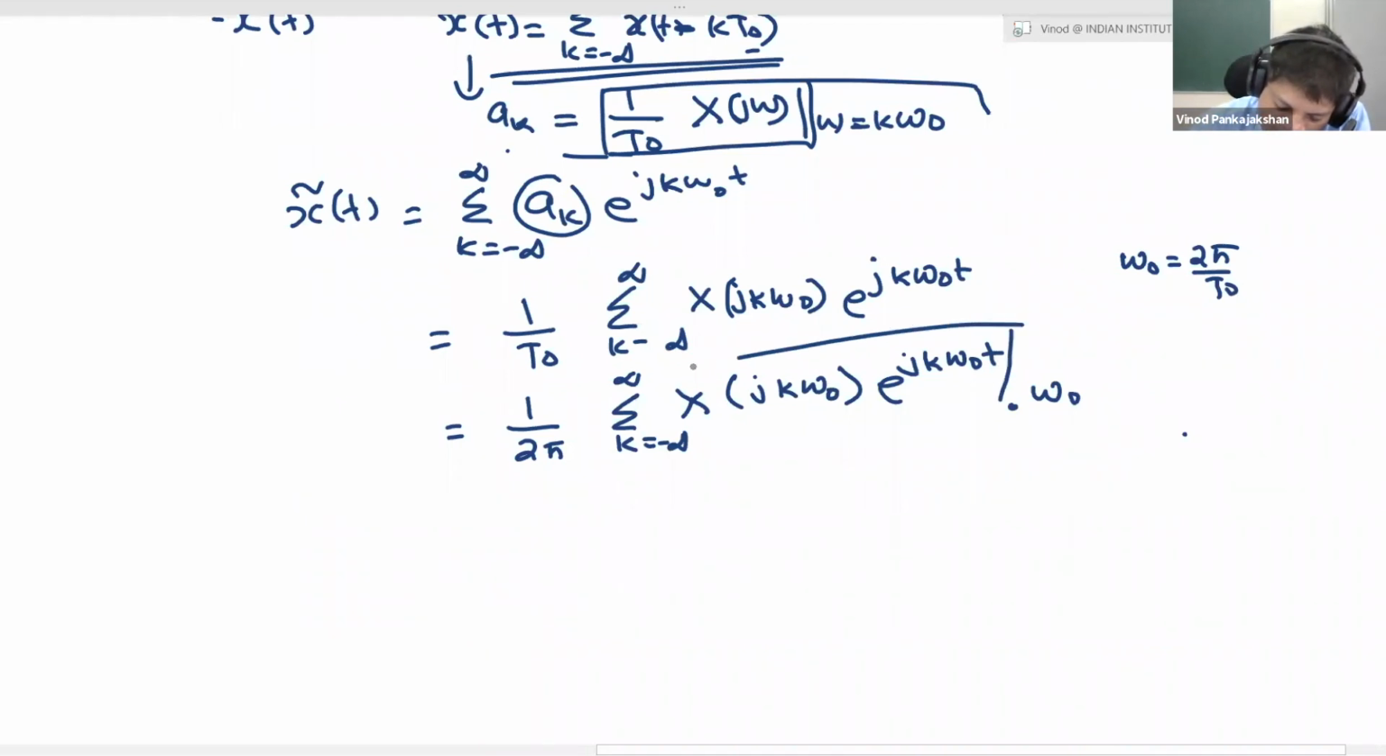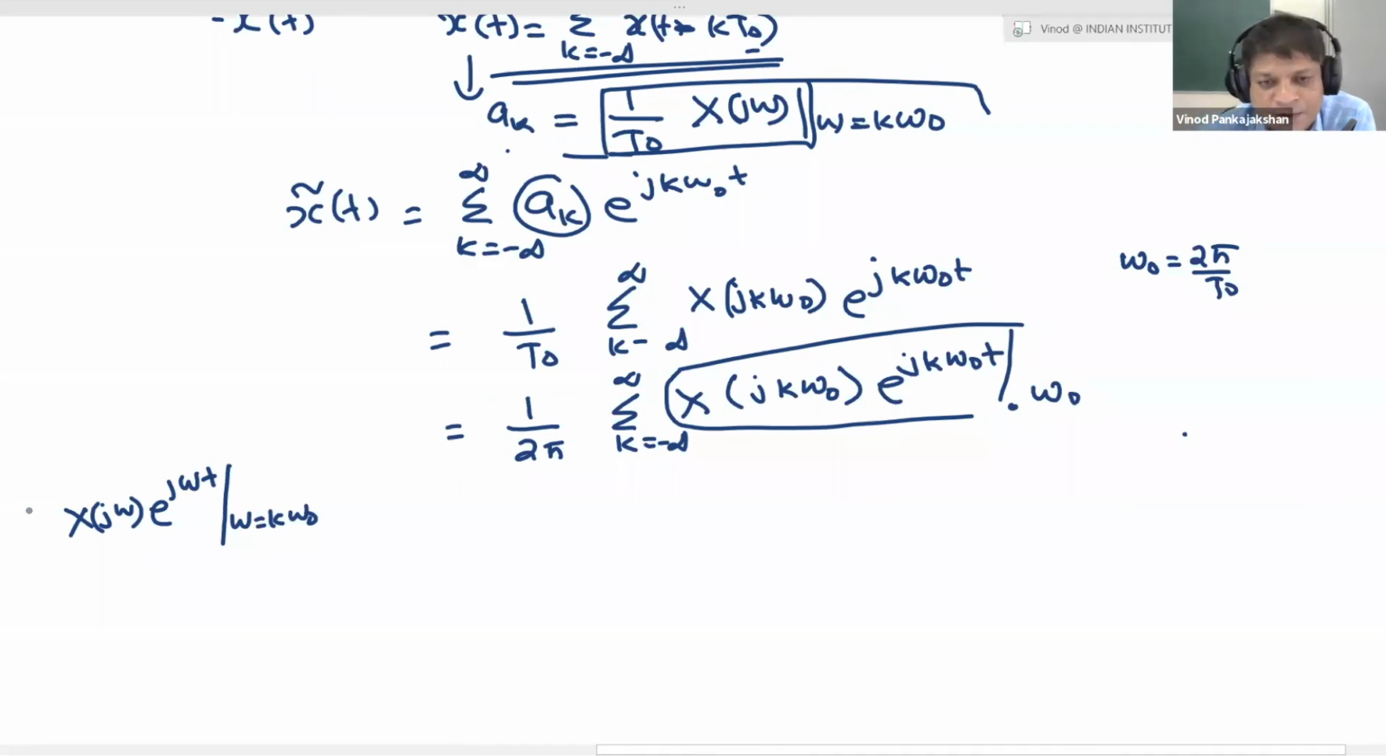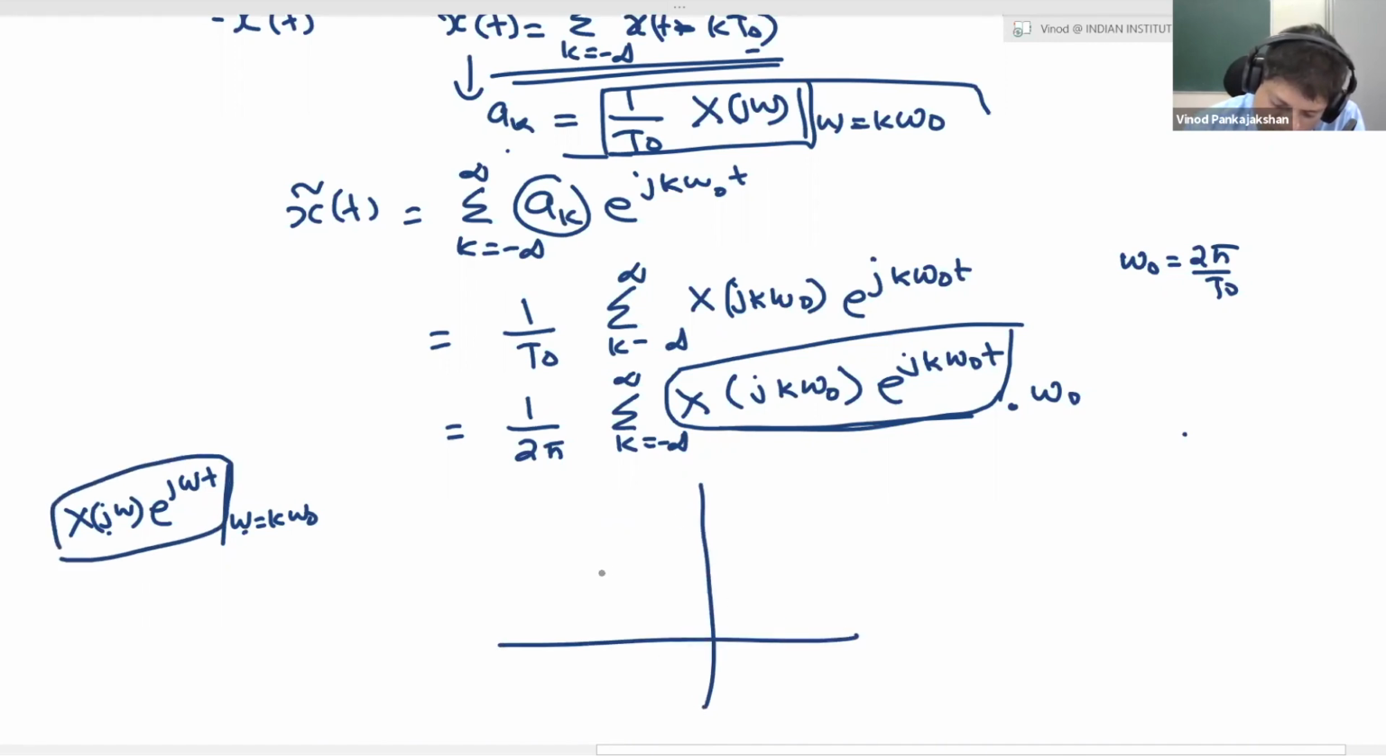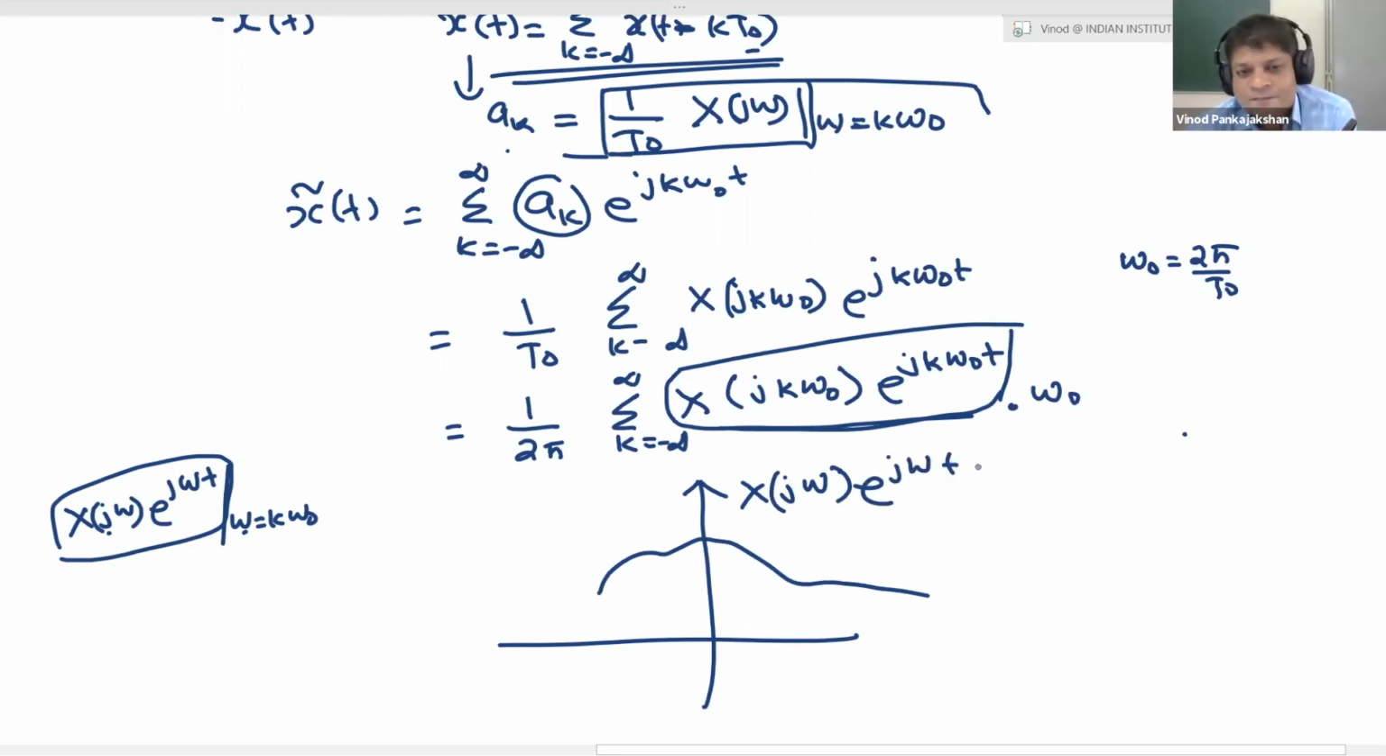Now if we consider this term, X of j k omega naught into e to the power j k omega naught t, can we write this as X of j omega into e to the power j omega t at omega is equal to k omega naught? It is sample versions of that function. Now, if I am drawing this function, let's say it is some function. I am drawing X of j omega into e to the power j omega t. It is a function of omega.